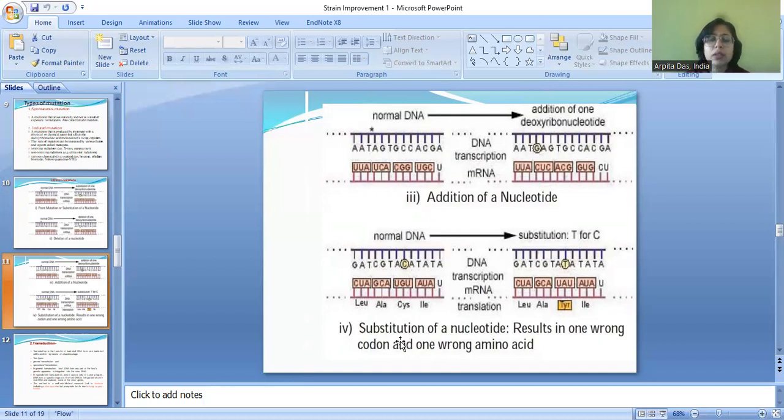And the last example, because we are not studying mutation, we are talking about strain improvement, so I'm not going into details of that, is substitution of a nucleoside resulting in a wrong codon. You can see here that the C has been changed to T, and initially from ACA, UGU is produced, which refers to cysteine, but here as the C has been replaced with T, in the mRNA you can see UAU. So we are supposed to get UGU and cysteine, but here we are getting UAU, tyrosine. So these are examples of mutation.